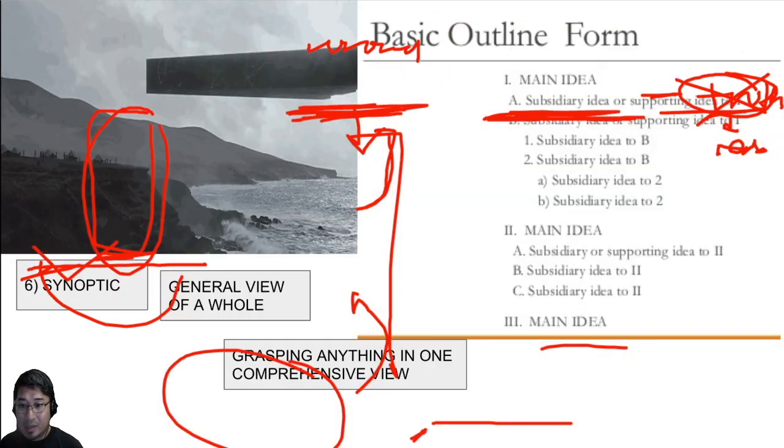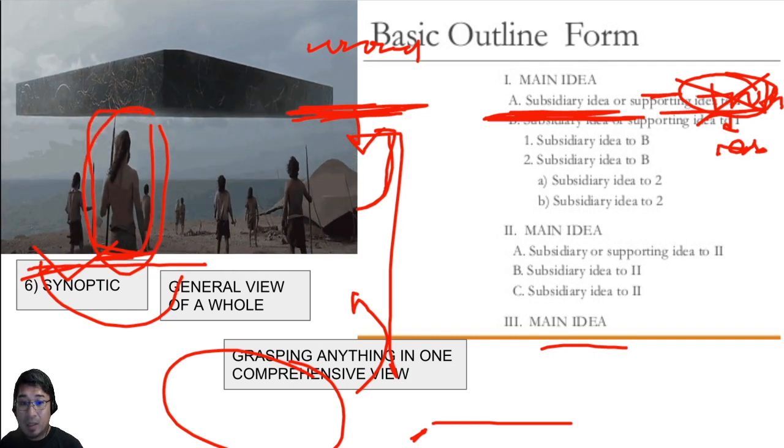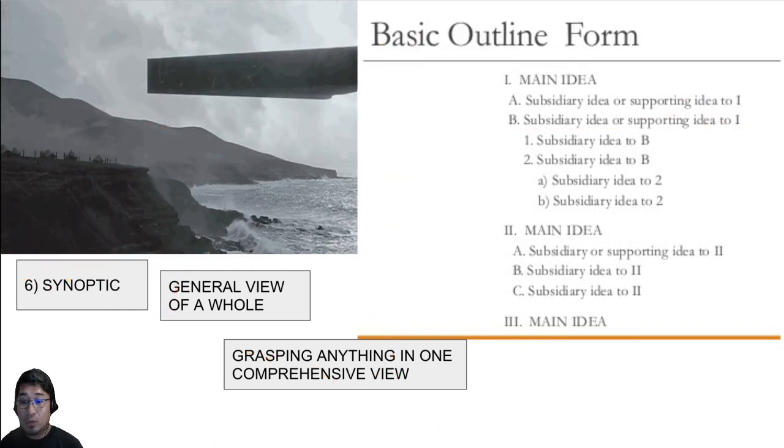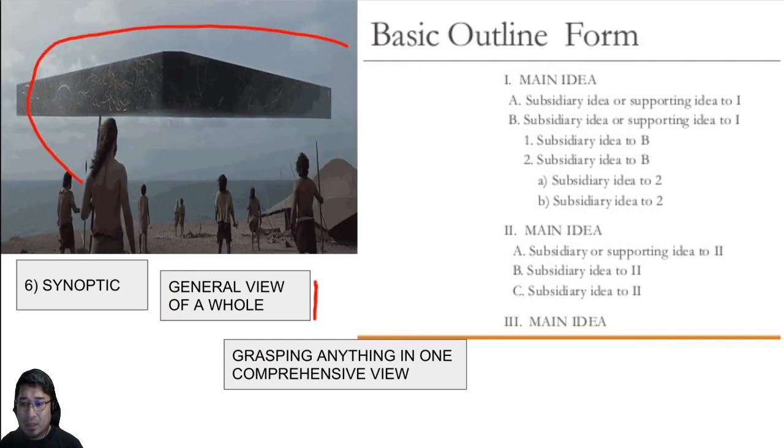That's romanticism. Next is synoptic. The keyword for synoptic is synopsis or overview. It's an overview of the whole. An example dito is the trailer of movies.